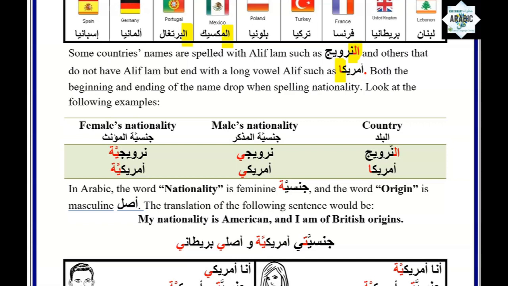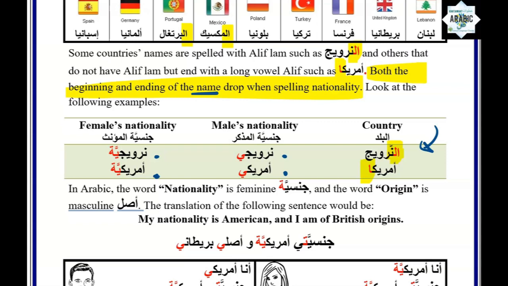Both the beginning and ending of the name drop when spelling nationality. This is a very important rule to remember. And when we're saying name, we refer to the name of the country, Al-Balad. For example, here we have An-Norwij, and then we have America. Once we talk about Jinsiyya, we say Norweji, Ameriki. Then we have Norwegiya, Amerikiya. As you can see, both don't have alif lam or alif.